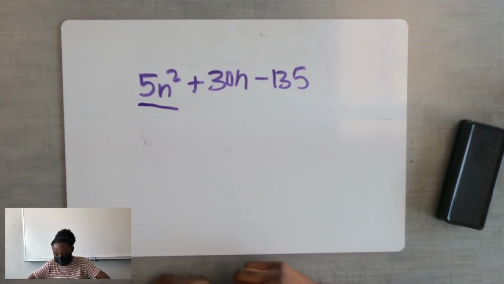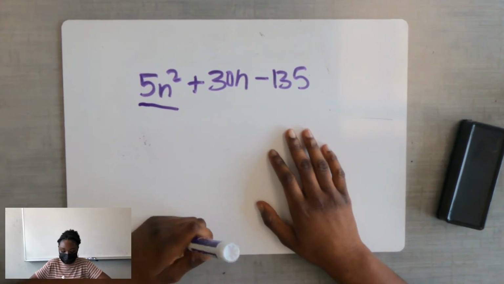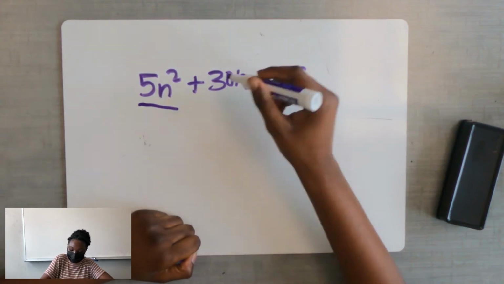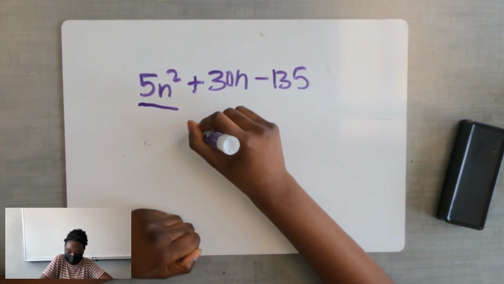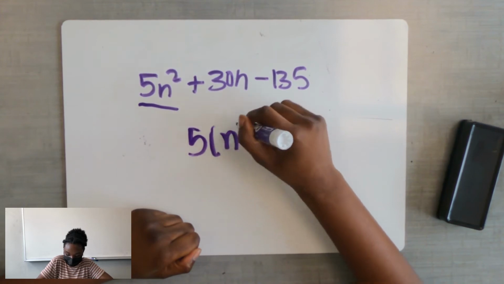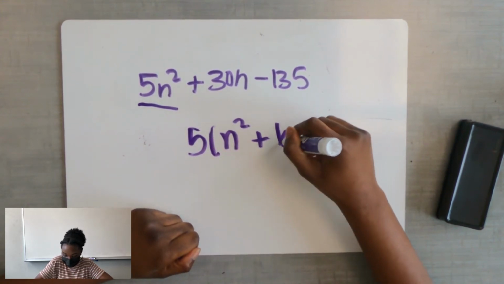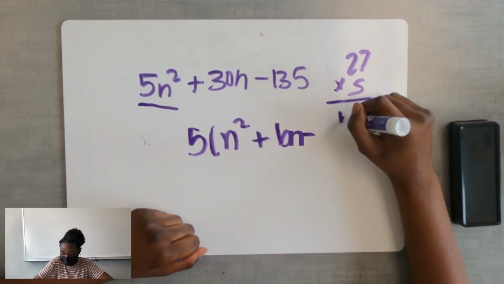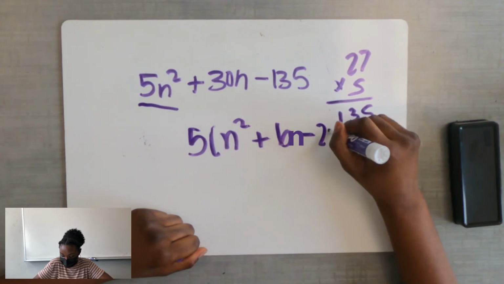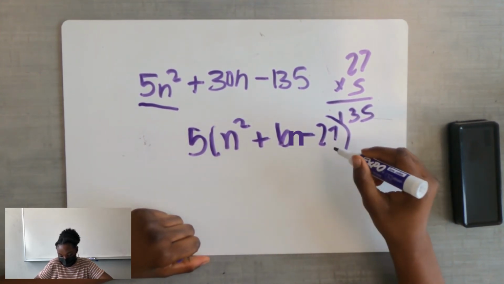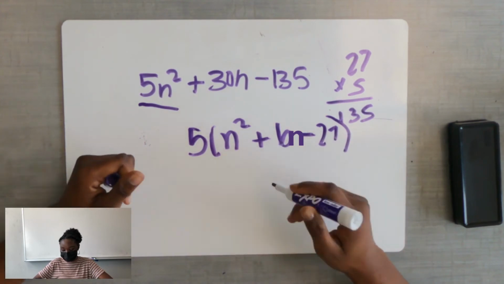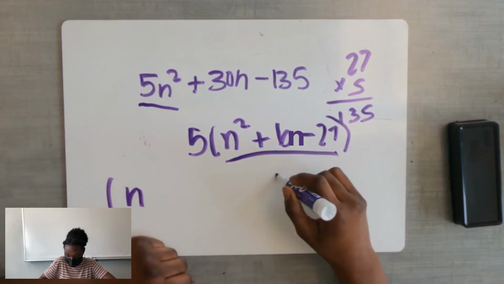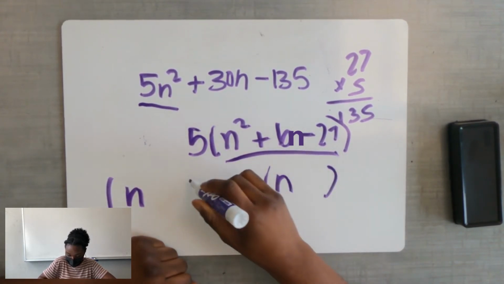Okay, so first we want to take out the greatest common factor, and we deduce that from the first term, so we get 5, since you could divide 5 into all of these. So 5n squared plus 6n minus 27, since 27 times 5 is 135. And you'd be left with this. So we want to factor this equation out. So this would be n, and then we have another n right here.